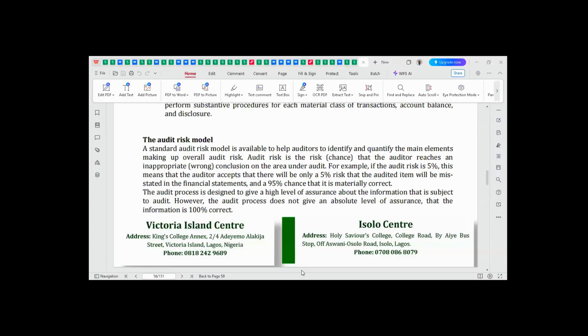I'll take what I said again. I said the summary of the audit risk is that audit risk should be at an acceptably low level. You cannot eliminate it, but you always keep it at an acceptably low level. That is what audit risk is.